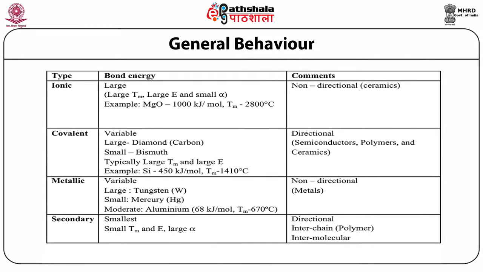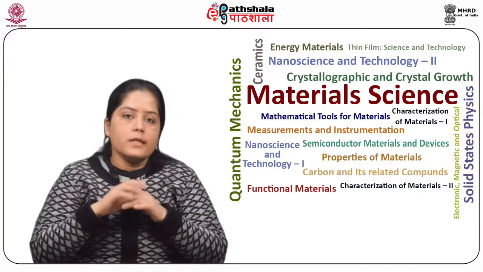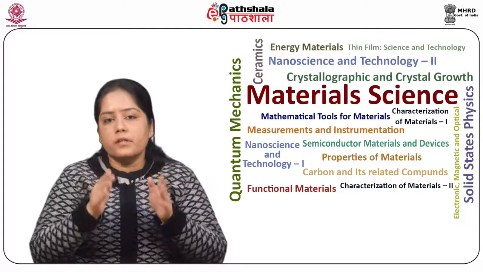In this slide, this table summarizes the typical differences in the bonding in different materials, which can lead to vast changes in their physical properties. The first type of bonding is ionic, having a very large bond energy, and it is non-directional. The second type is covalent, having variable bond energy, and is directional. Next is metallic bonding. It also has variable bond energy and is non-directional, occurs in metals. The fourth kind of bonding is secondary bonding, having the smallest bond energy, and it is directional, that is interchain for the polymers and intermolecular. So students, let us summarize what we have learned from this module.